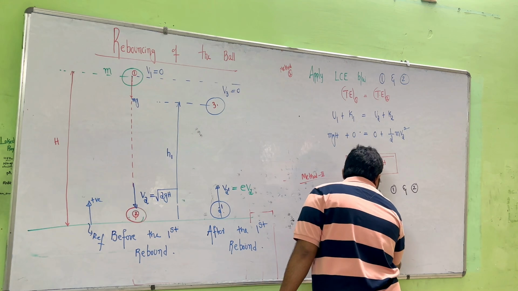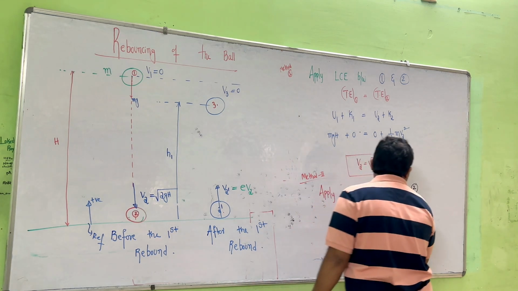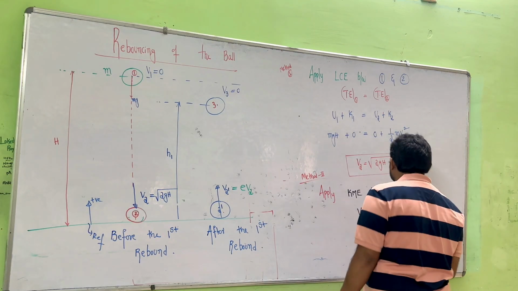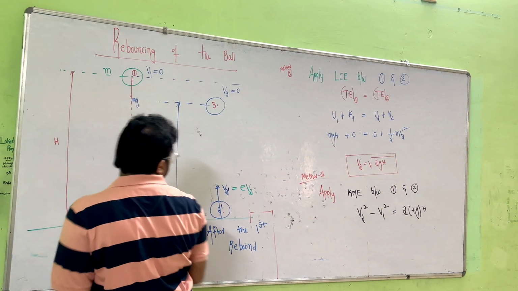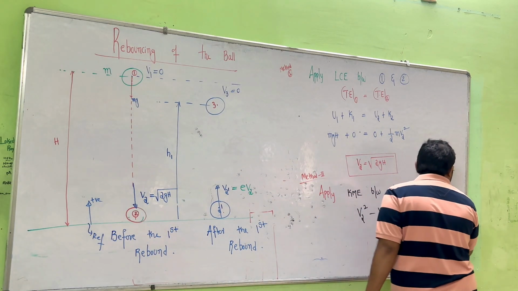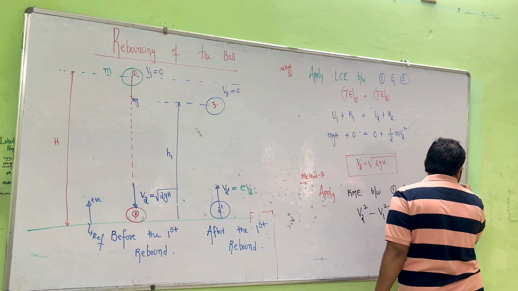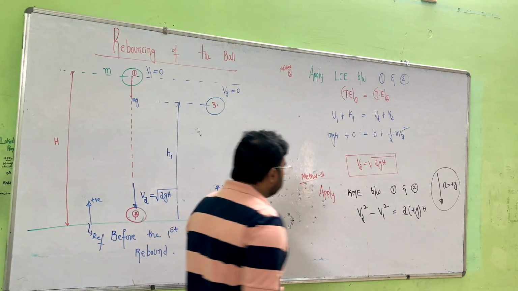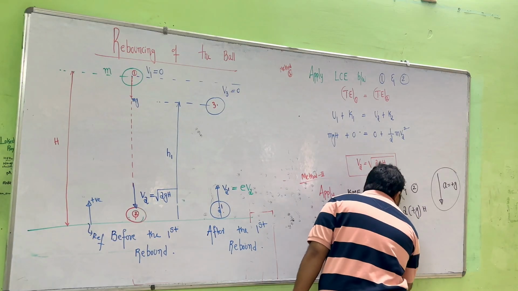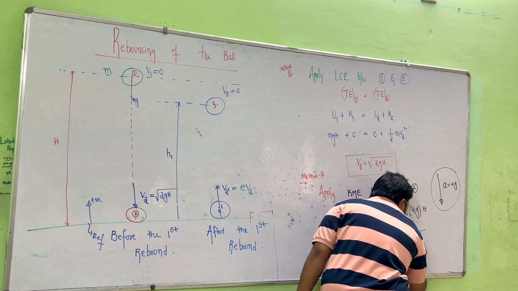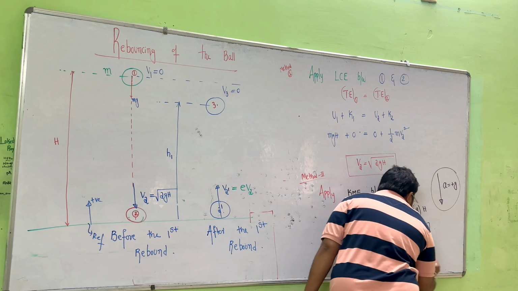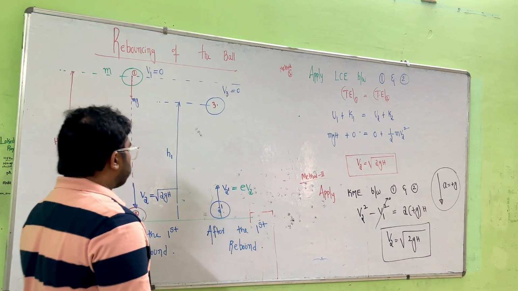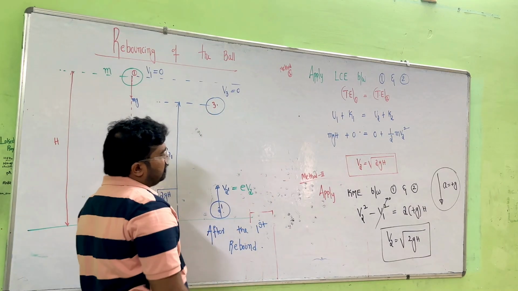Final square minus initial square equals how much? 2 times plus g into h. Correct or not? Coming down, in the kinematic equation, acceleration equals how much? Plus g. v1 equals how much? 0. v2 equals how much? Square root of 2gh. Clear or not? Now, from here to here, when it is moving, completed.